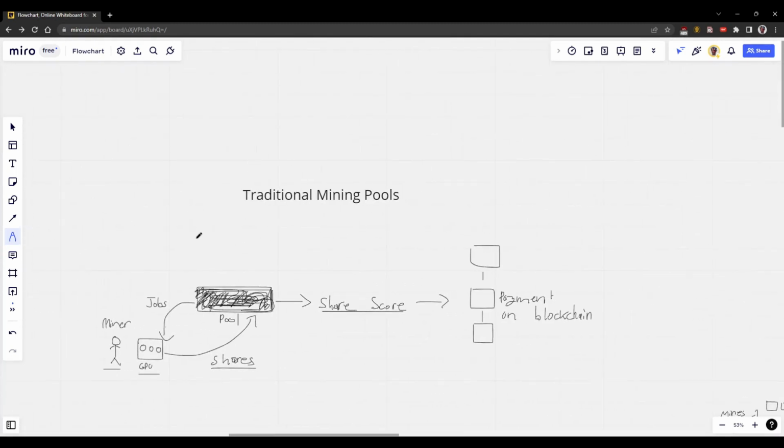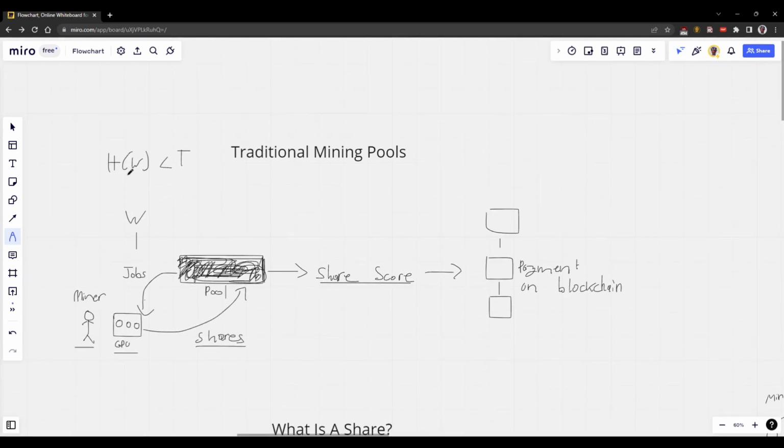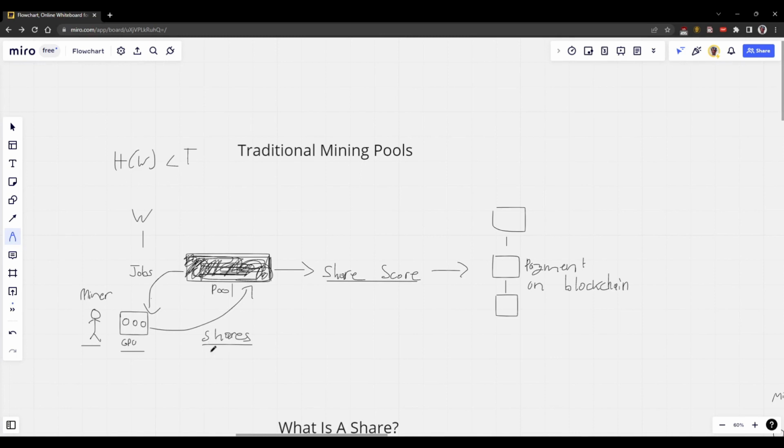So let's look at how a traditional mining pool works. You have your miner with a GPU, and the GPU is receiving what are called jobs. The jobs represent the W part of h of w is less than t. So miners are receiving this work from the pool to the GPUs. The GPU is iterating over the nonces and creating a ton of hashes. Some of these hashes are going to be considered shares, and shares are what are used to calculate how much work each miner performs.